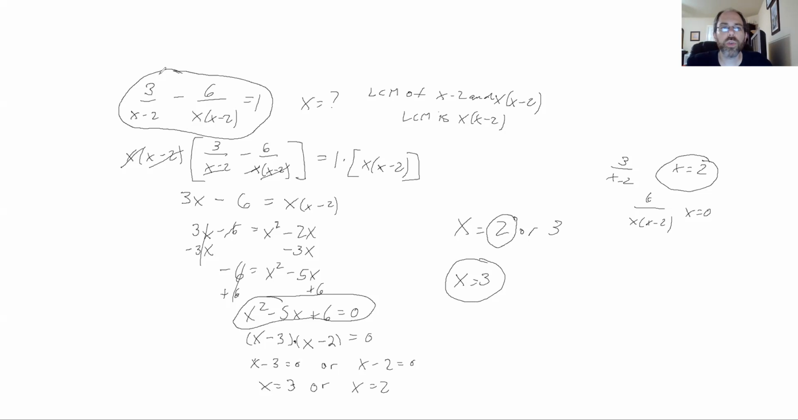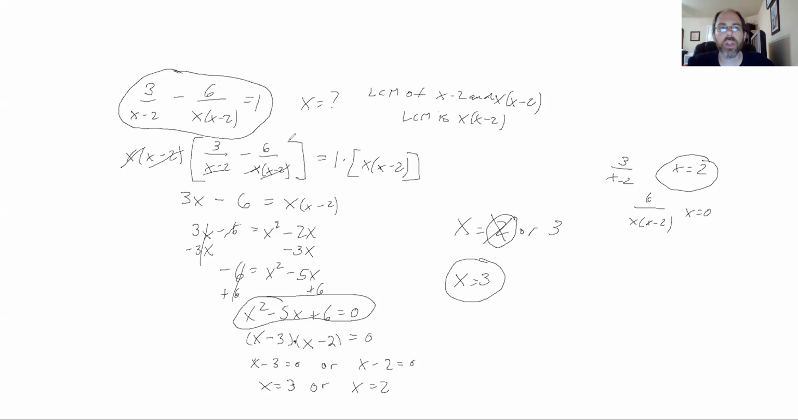Let's plug in 2 and see what we get. 3 divided by 2 minus 2, minus 6 divided by 2 times 2 minus 2. In both cases, I don't get 0. I get undefined minus undefined is equal to 1. Does that make any sense? Of course not. So 2 is not a solution. I'm going to cross that out.